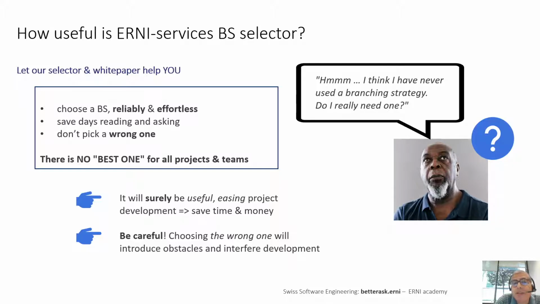It will save you days of reading and asking, okay, this GitLab flow, I heard it's useful. Can you tell me? Oh no, it's very complicated. Oh no, don't use it. So with this one, you will ensure you pick a good one, because using a wrong one is maybe worse than not having a branching strategy at all.